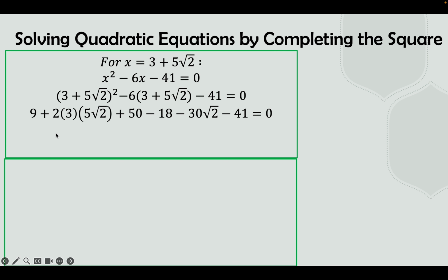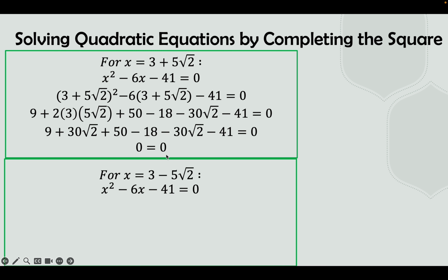So let's simplify this one. We have 9 plus 30 square root of 2 plus 50 minus 18 minus 30 square root of 2 minus 41 equals 0. Cancel 30 square root of 2 and negative 30 square root of 2. And then we have 50. That is 9 plus 50, 59. So we have negative 18 minus 41, so we have negative 59. So 59 minus 59, we have 0 equals 0.